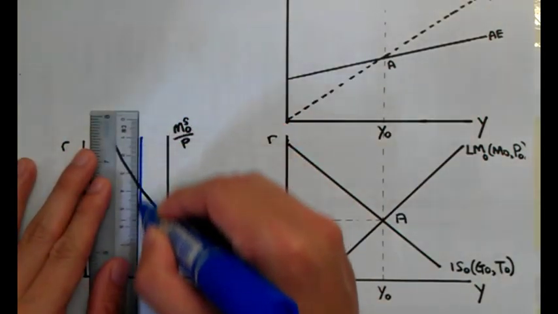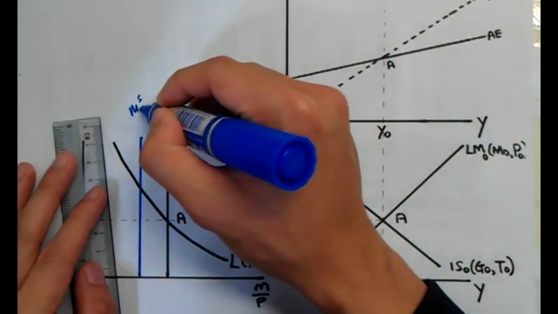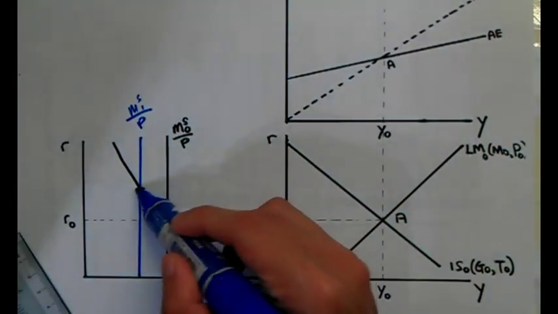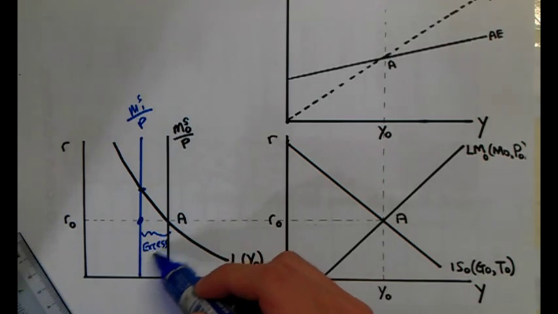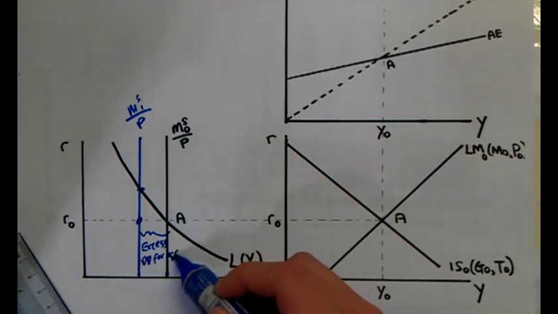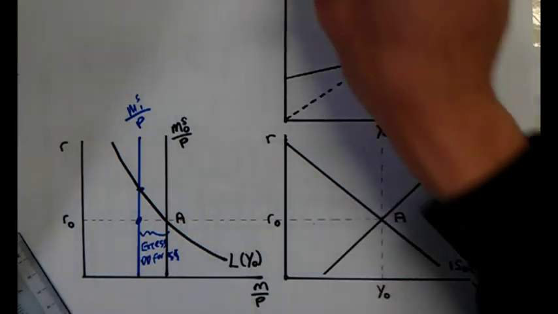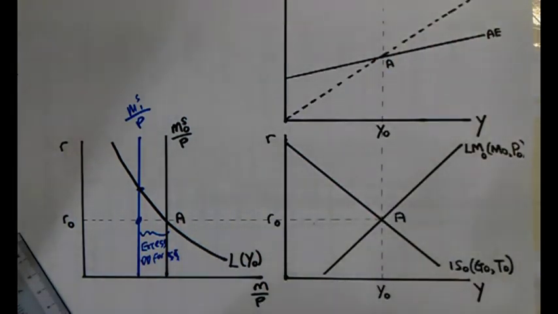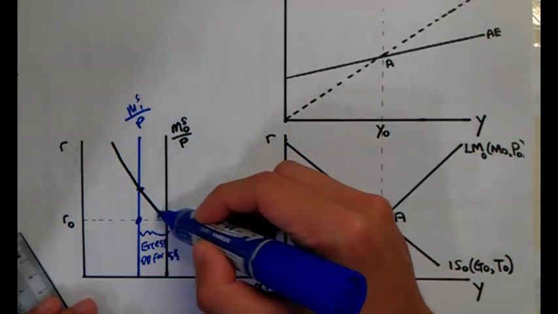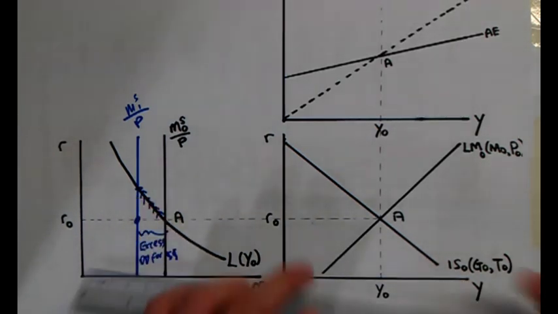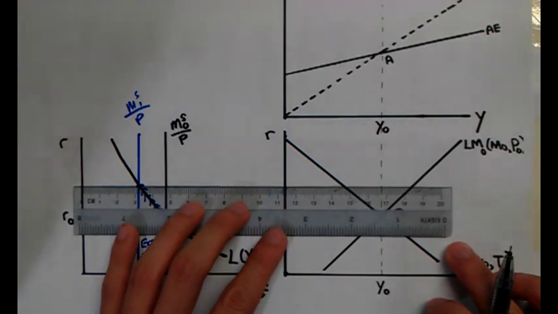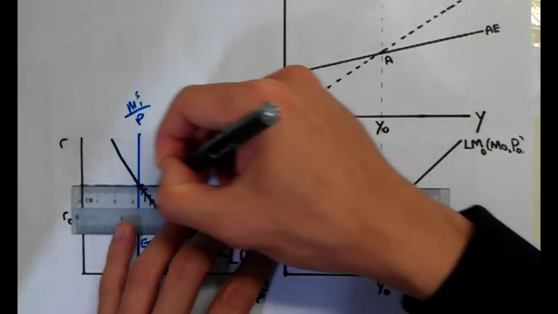Over here, we'll call it MS1 over P. Now at this point over here, we have an excess demand for money. When there's an excess demand for money, that means people want to withdraw their money out of the banks. What the bank does to keep them from doing that is that they will increase their interest rates. So when they increase the interest rates, we move along the demand curve from point A to point B, and we have a new interest rate level.